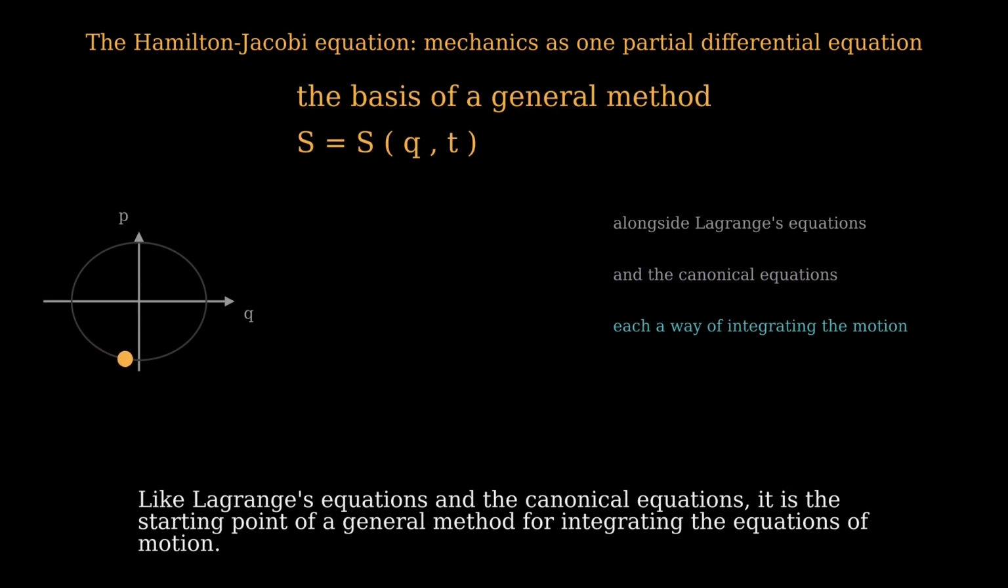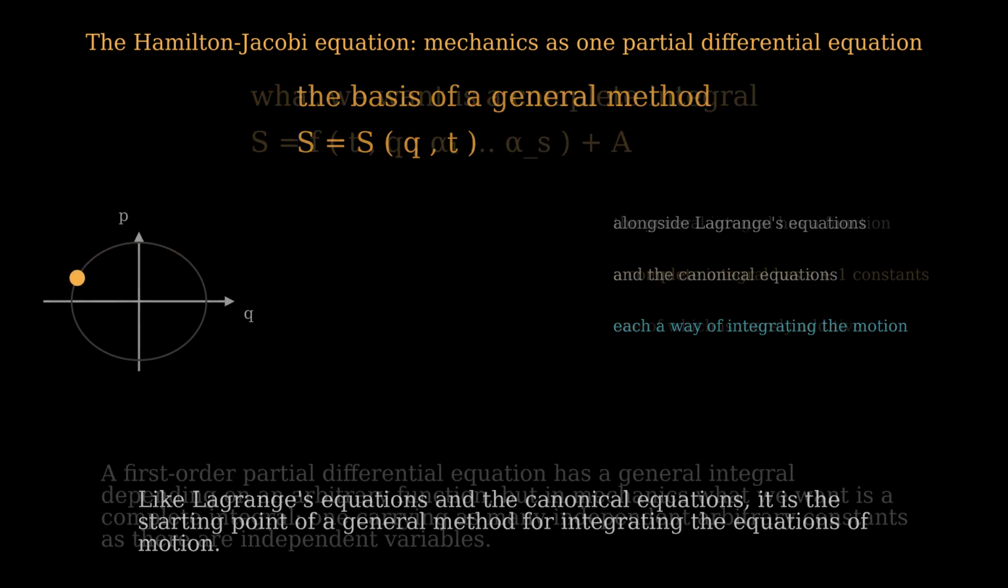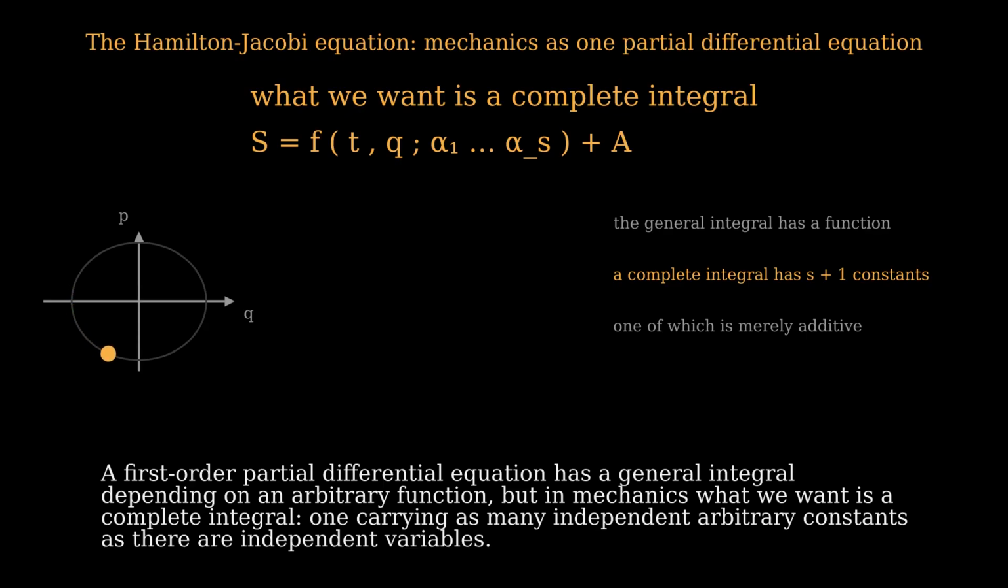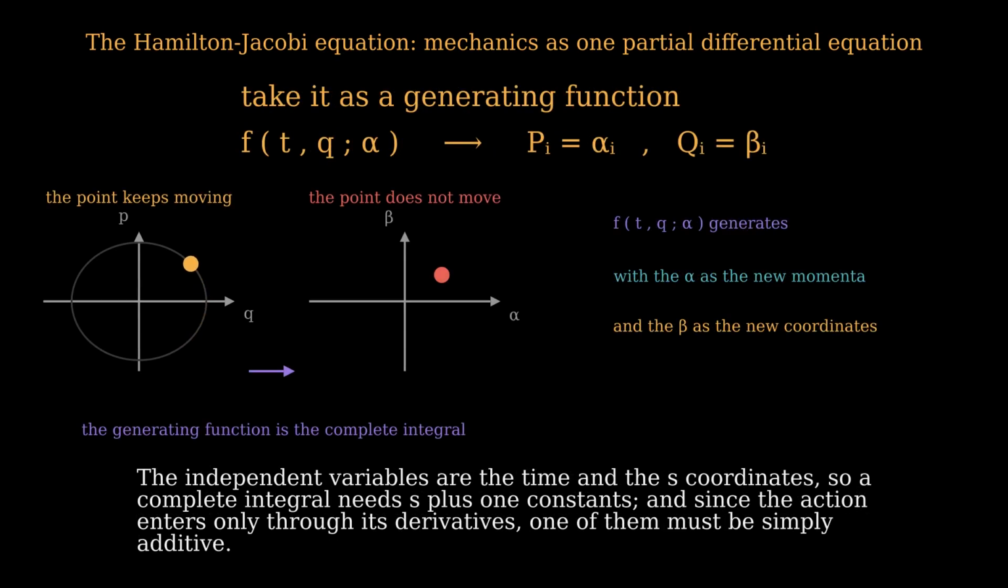Like Lagrange's equations and the canonical equations, it is the starting point of a general method for integrating the equations of motion. A first-order partial differential equation has a general integral depending on an arbitrary function, but in mechanics what we want is a complete integral, one carrying as many independent arbitrary constants as there are independent variables. The independent variables are the time and the s coordinates, so a complete integral needs s plus 1 constants. And since the action enters only through its derivatives, one of them must be simply additive.